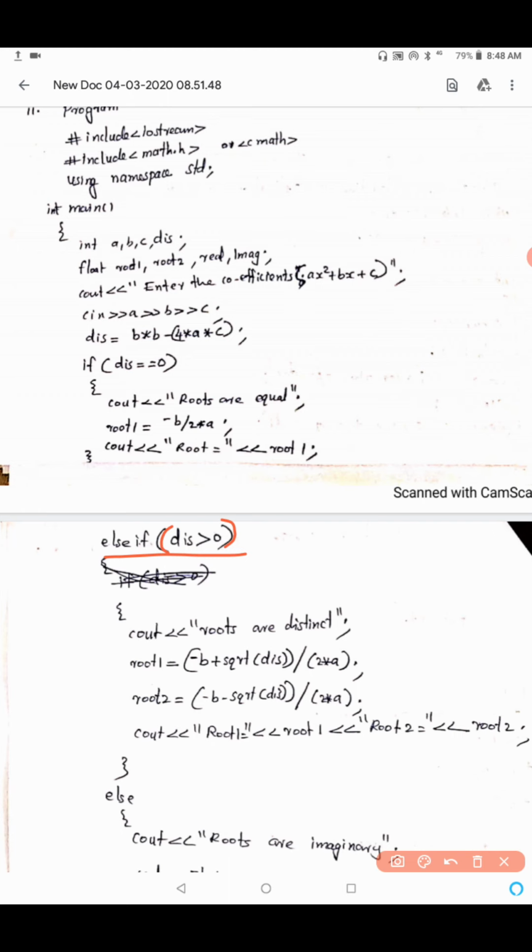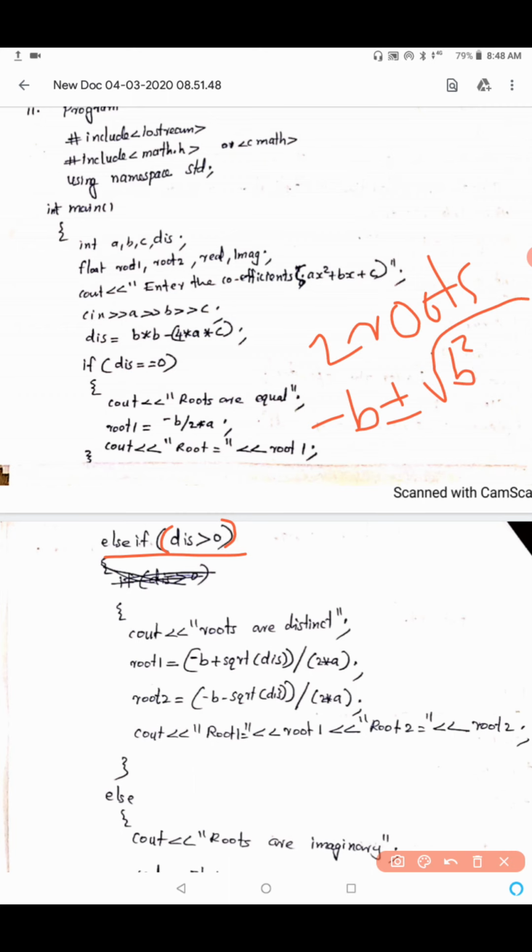then we have two roots, the maximum number of roots. In mathematics we have learned the formula for the two roots: minus b plus or minus root of b square minus 4ac, which is the discriminant, divided by 2a. This is the equation for the roots. Both roots are real and distinct.